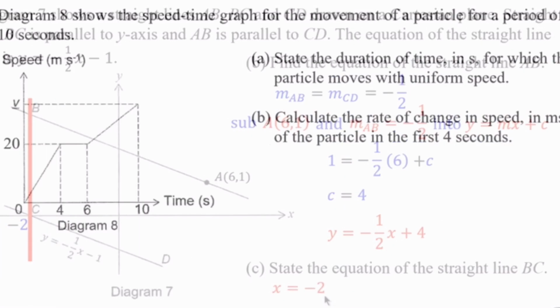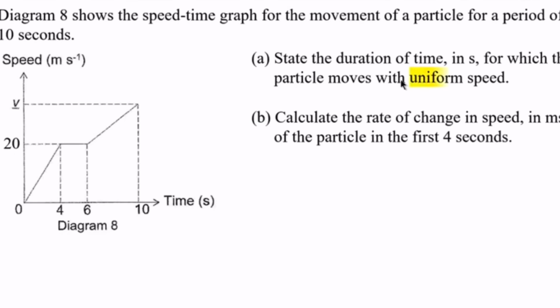So the next one is about the speed-time graph. The question is asking you to state the duration of the time when the particle moves with uniform speed, so it's a horizontal line with the time interval 6 minus 4, which is 2 seconds.